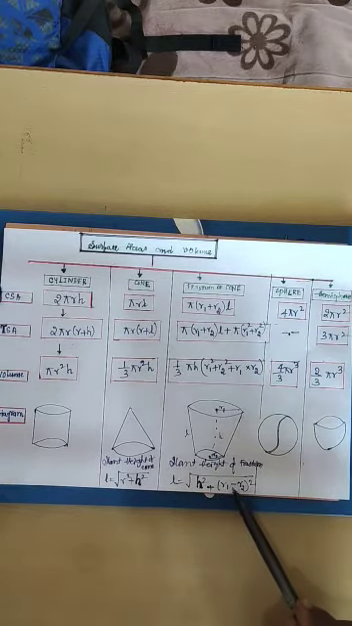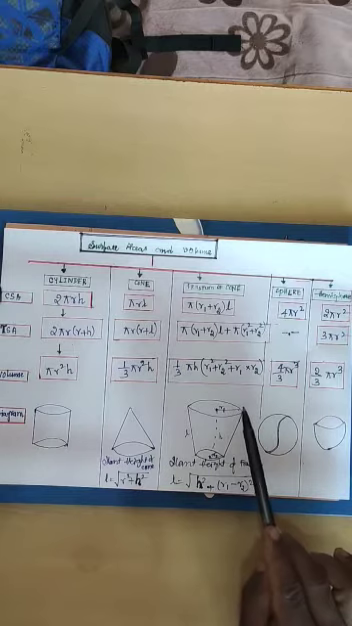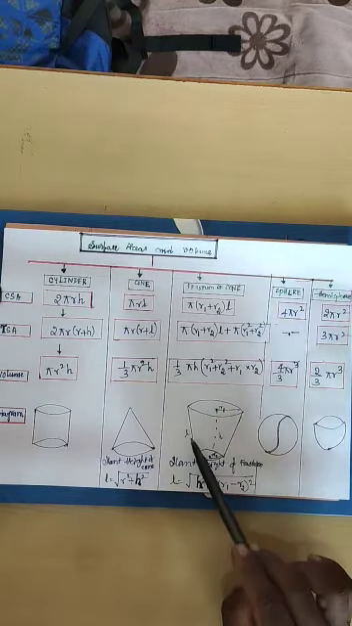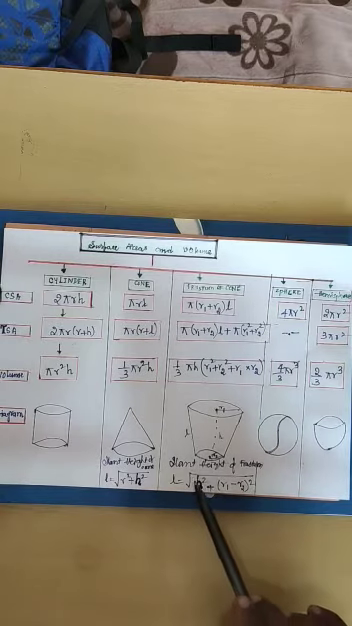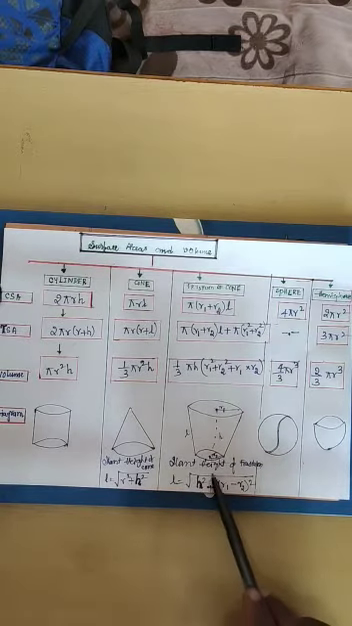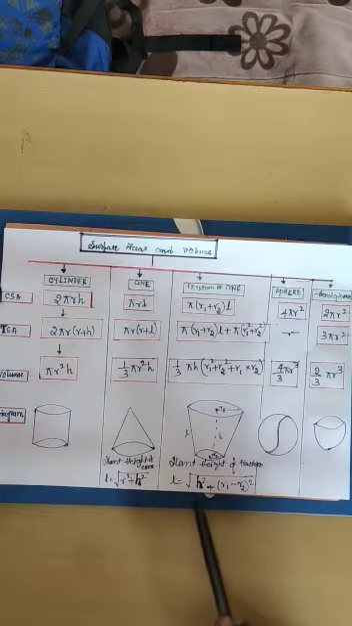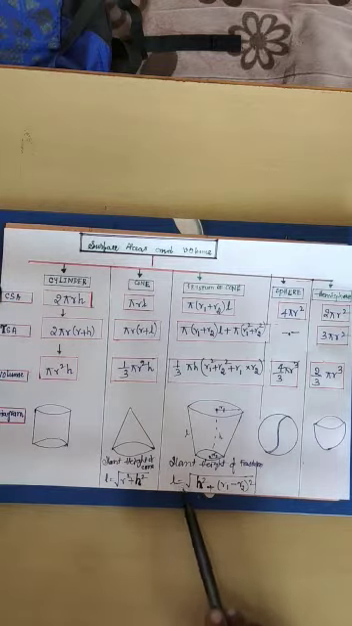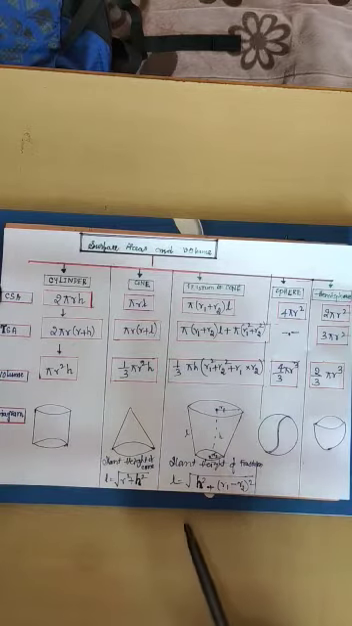I'll repeat this once again. If radius and height are given in the given frustum of cone, we need to calculate slant height. The formula for slant height of frustum is L equals square root of h square, children, this is h square, plus r1 minus r2 whole square.